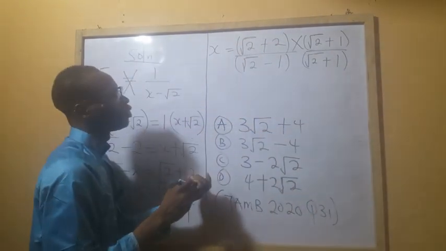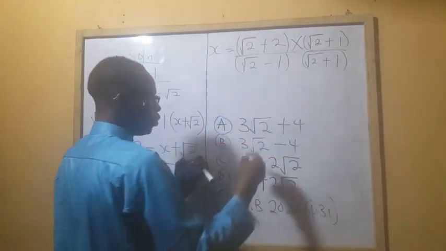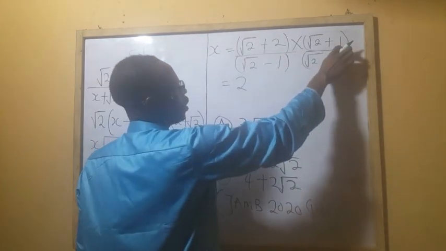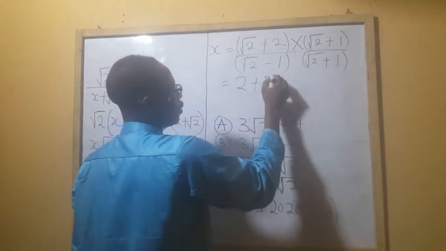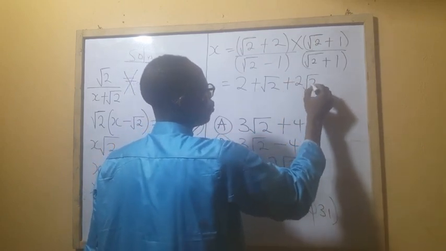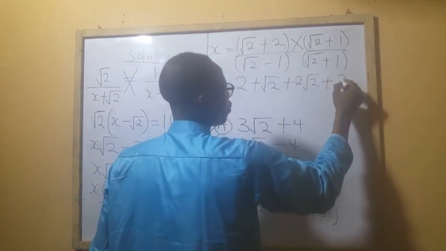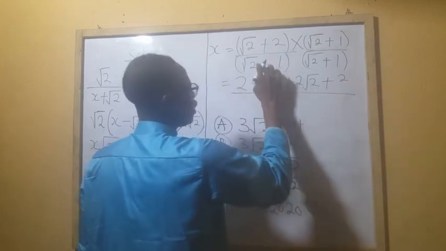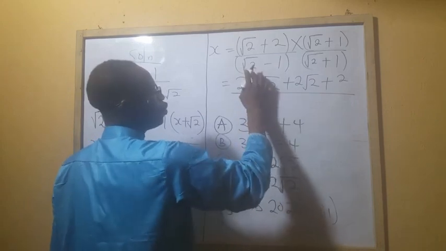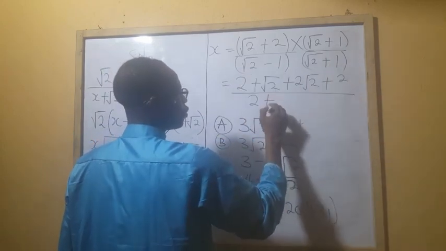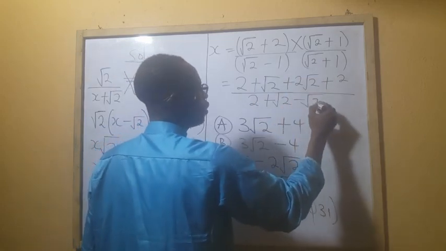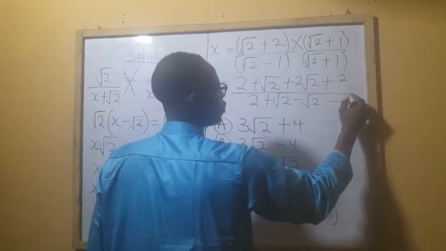So if I multiply out, of course, root 2 times root 2, that will give us 2. Root 2 times 1, that will give us plus root 2. Then 2 times root 2, that will give us plus 2 root 2. Then 2 times 1 will give us plus 2. Then all over, now the same thing here. Root 2 multiplied by root 2, that will give you 2. Root 2 multiplied by plus 1, that will give us plus root 2. Then minus 1 times root 2 will give minus root 2. Then lastly, minus 1 times 1 will give minus 1.